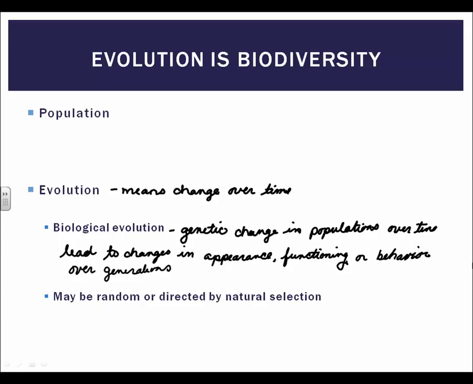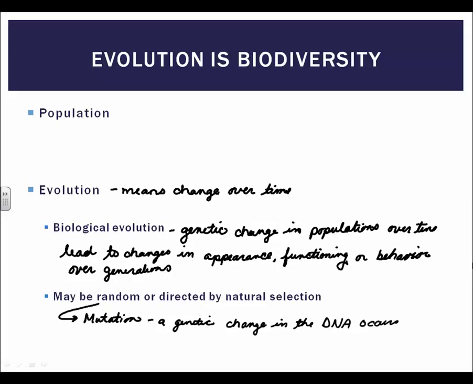Now, there's two main ways for evolution to occur. It could be something that's random through mutation, or it could be through a process called natural selection. So first, random is through mutation. A genetic change in the DNA occurs.